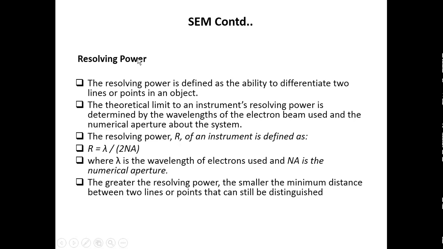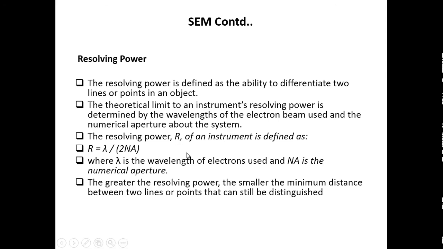in an object. The theoretical limit to an instrument's resolving power is determined by the wavelength of the electron beam used and the numerical aperture of the system. So that is the wavelength of the electron beam used and the numerical aperture of the system.